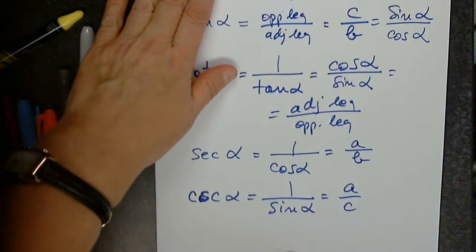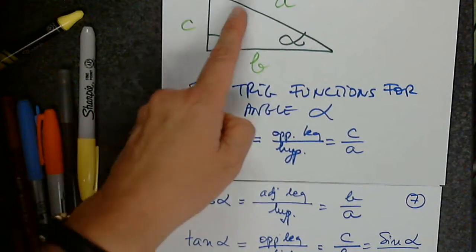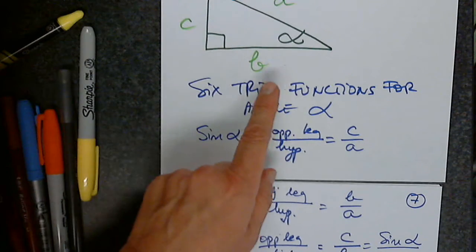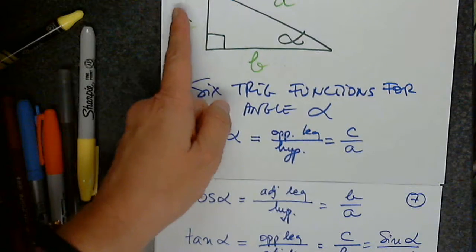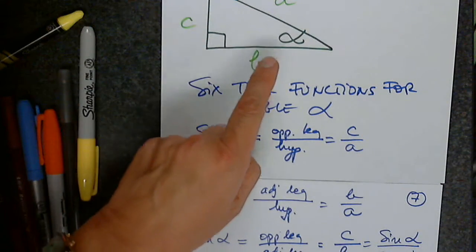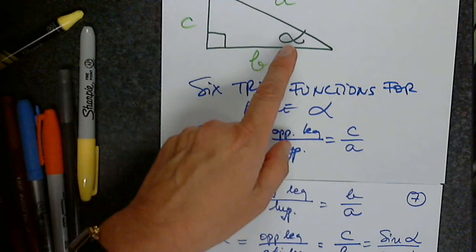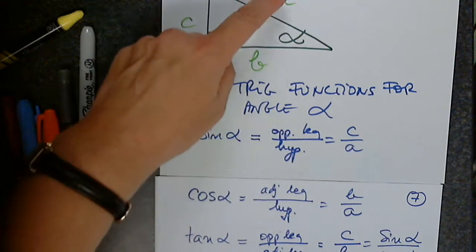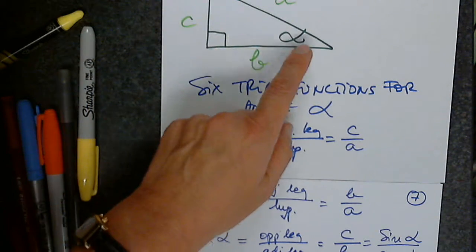So let's review. Sine alpha, opposite over hypotenuse. Cosine alpha, adjacent over the hypotenuse. Tangent, opposite over the adjacent. Cotangent, adjacent over opposite. Secant, it's 1 over cosine, so it's A over B. Cosecant is 1 over sine, so it's A over C.